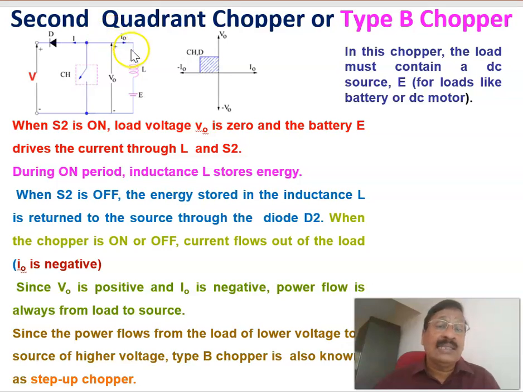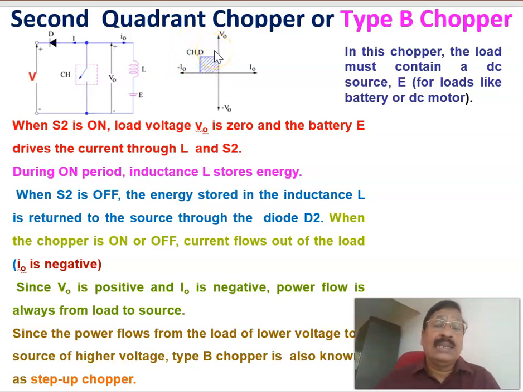The current is always negative, but what is the voltage during that period? During that period, this voltage is the same as the input voltage, because the diode is conducting. Therefore, the average voltage can be calculated. When the switch is on, you will get 0 voltage, and when the switch is off, you will get the input voltage. Always the current is negative, but the average voltage will be positive. Therefore, that is the second quadrant operation: the average voltage is positive, and the current flowing here is always negative.